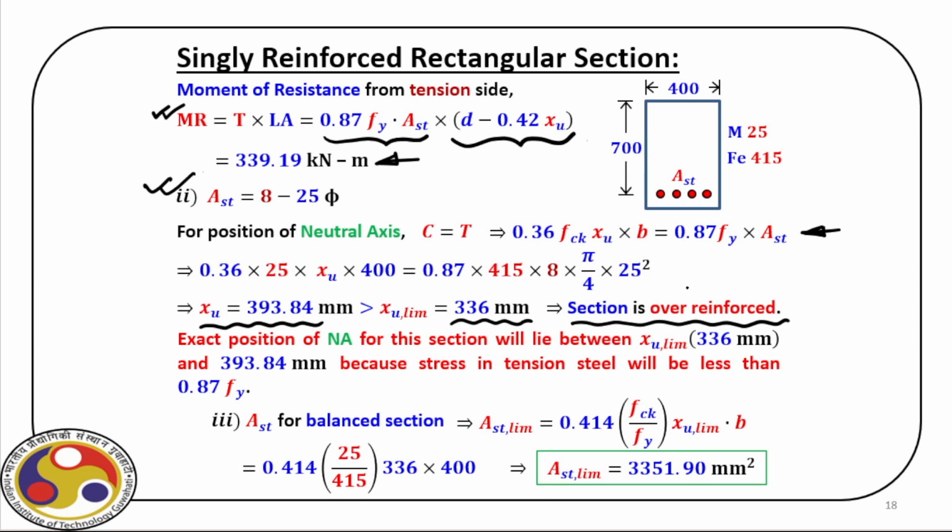Okay. Now, for this section, the exact position of the neutral axis will lie between xu limit, that is here, and this 394, because the stress in tension steel will be less, because this is an over reinforced section.